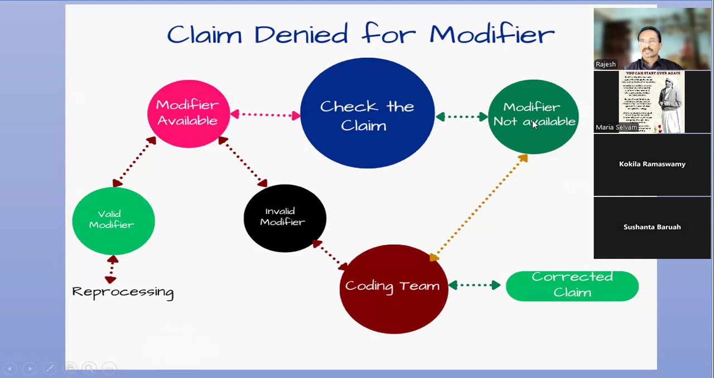The same way if the modifier is not available, as an AR you are not supposed to change any modifier. So no other option, we have to go back to the coding team and they will correct the claim. This is the procedure we follow for a modifier related denial.